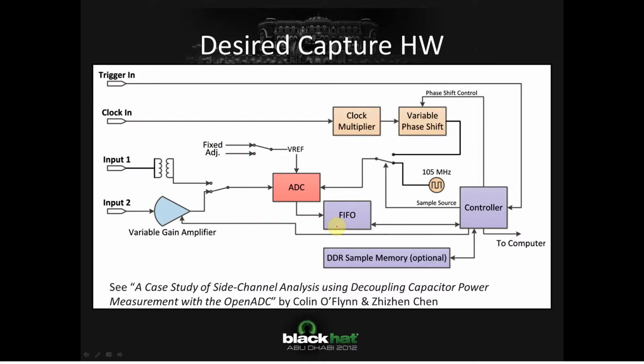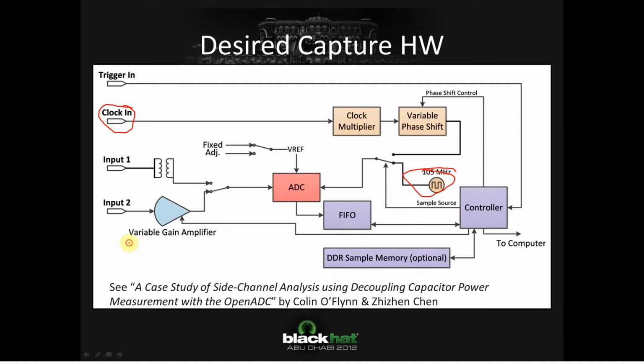So the capture hardware that I'm demonstrating here, this is to give you an idea what's involved in it. And you can see more about it in this other paper referenced here. So some of the interesting things: we have this clock in, so this is from your device under attack. We have a clock multiplier, that phase shift I mentioned. We have an option of using a regular 100 megahertz clock. When you're using that, it's basically a cheap oscilloscope-ish.